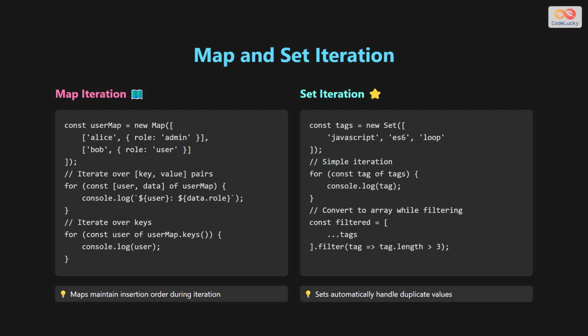For example, with a map of users with their roles, you can iterate over the map and log the username and their role. If you have a set of tags, you can loop through them and convert them into an array. You can then apply filter to the array.